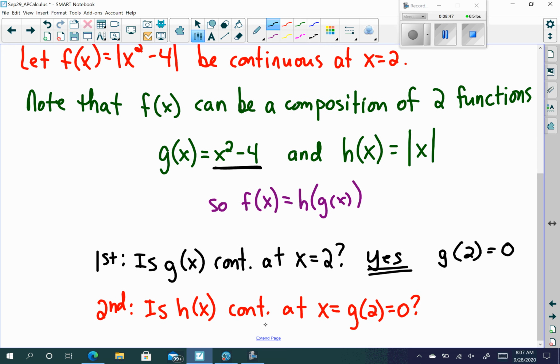Now, is h of x continuous at g of 2, which is 0? So if I were to substitute in a 0 here, think of the absolute value of x, that's graphed that way. So right at 0, yes, we have a point that exists. The limit as x is approaching 0 exists. So we would say yes.